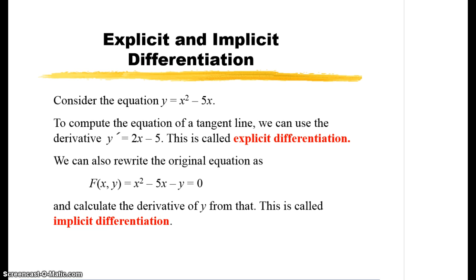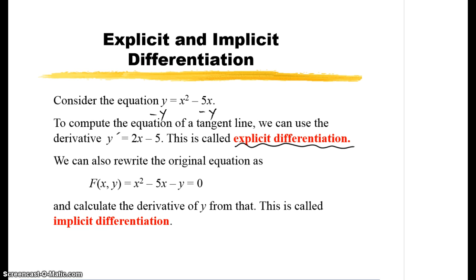So consider the equation y equals x squared minus 5x. Briefly back to explicit differentiation. To compute the equation of a tangent line, we use the derivative y prime equals 2x minus 5, and that's explicitly differentiating, so we call the process explicit differentiation. We could also rewrite the original equation as x squared minus 5x minus y equals 0. All we did was subtract y from both sides of the equation, right? That's all we did here.